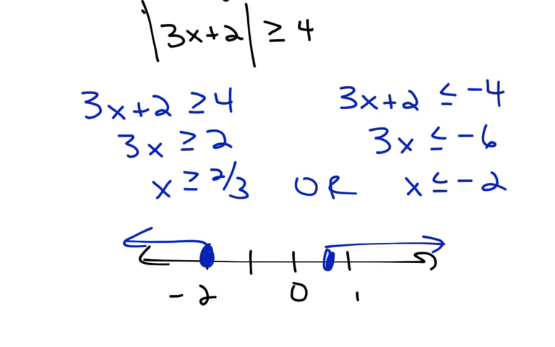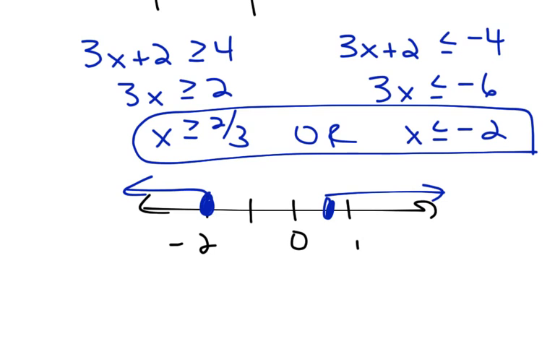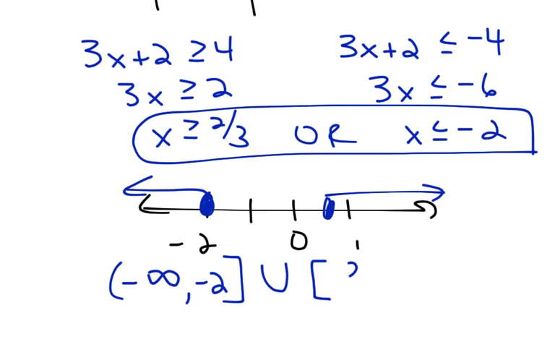Now, another way of writing this answer, this is an acceptable way of writing the answer. In interval notation, we would write this as negative infinity to negative 2 bracket, union, bracket 2/3, comma, infinity.